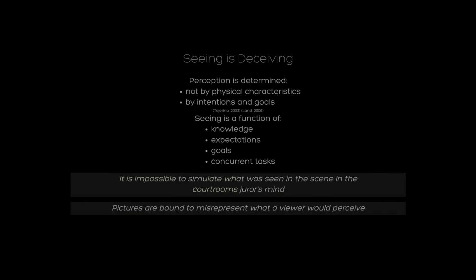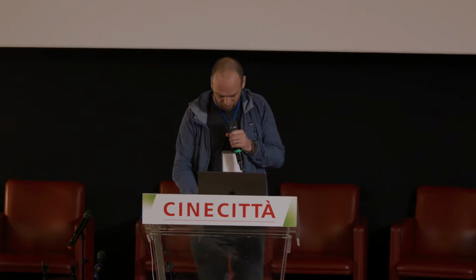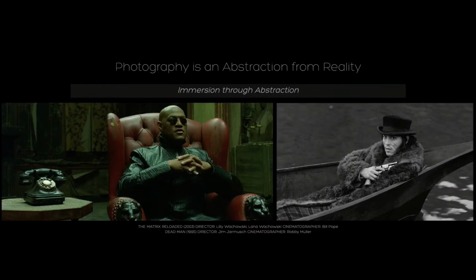There are studies about this from Land and others. This is a well-studied subject. Seeing is a function of knowledge, expectation, goals, and concurrent tasks. What am I doing while I perceive? So it's impossible to simulate what we see in the scene in the courtroom jury's mind. I'm quoting people from that field here: pictures are bound to misrepresent what a viewer would perceive. And this is the conundrum which you as cinematographers are in. A photograph is always, and I think will always be, an abstraction from reality.